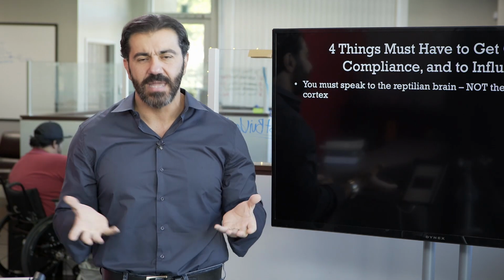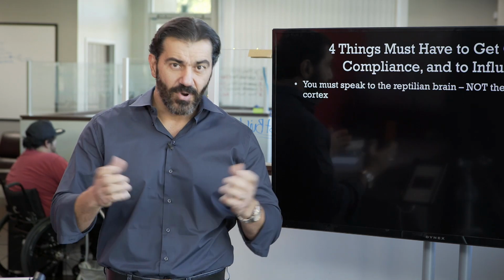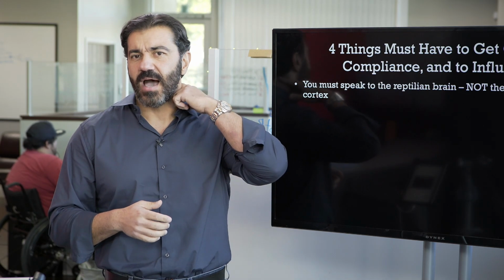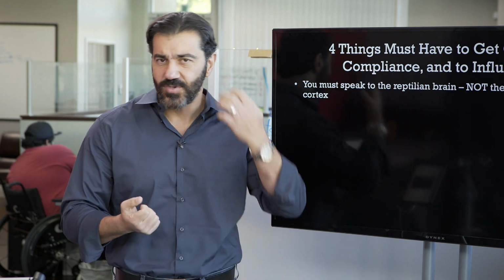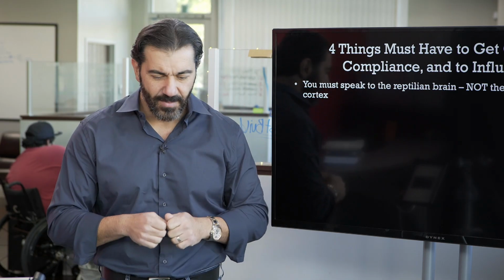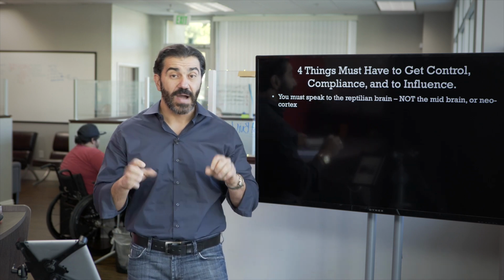So the outside of your brain is the neocortex. The middle part, of course, is the midbrain. And of course, deep inside is the reptilian brain that we have, right? This is like our caveman brain. This is what's attached to our brain stem, right? And the reptilian brain is what is in charge of the fight or flight mechanism.